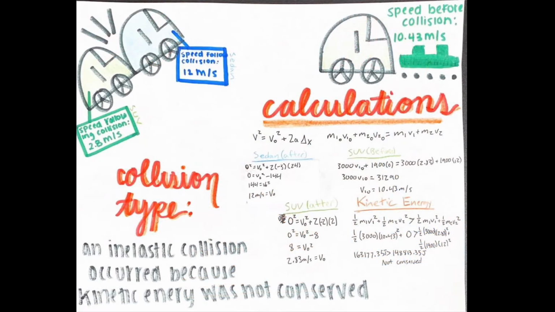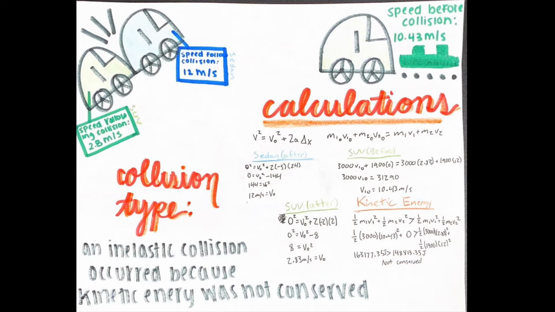The speed of the Cadillac Escalade after the collision was 2.8 meters per second, while the speed of the Kia Optima after the collision was 12 meters per second. We found these using the v squared equals v naught squared plus 2a delta x formula and inputting the numbers given. Next, the speed of the Cadillac Escalade before the collision was 10.43 meters per second, which was also found using the v squared equals v naught squared plus 2a delta x formula.